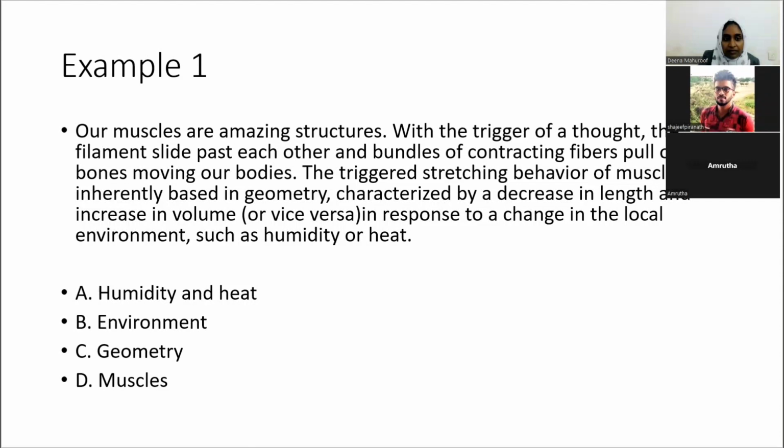So if you read the first sentence, it says, "Our muscles are amazing structures." That's the first sentence. So what does it talk about? Not humidity and heat, so it's not A. It's not environment or geometry, but it talks about muscles. So we get the point of what this paragraph talks about.